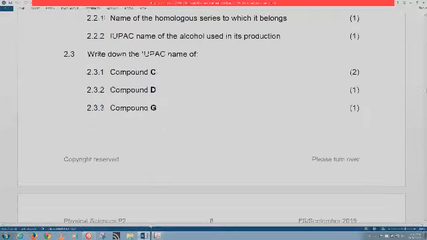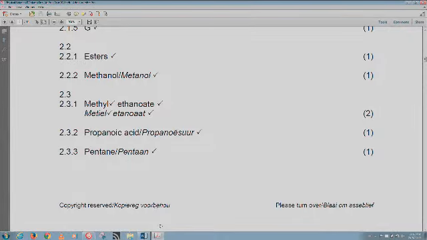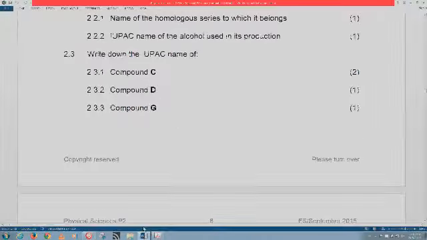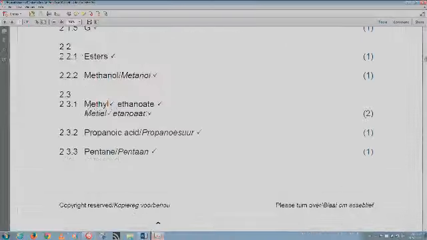Then 2.3.2, the IUPAC name of compound D. The IUPAC name of compound D is propanoic acid. And colleagues, bear in mind, the word acid there is important. It's not just propanoic. It is propanoic acid for 1 mark. And then the IUPAC name of compound G. The IUPAC name of compound G there, it is pentane.